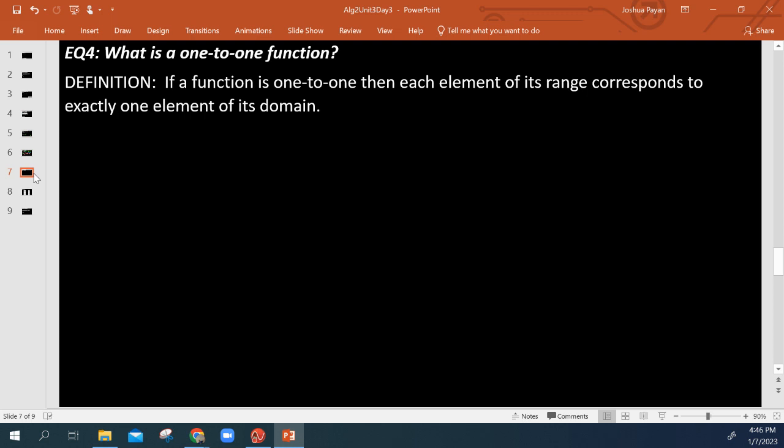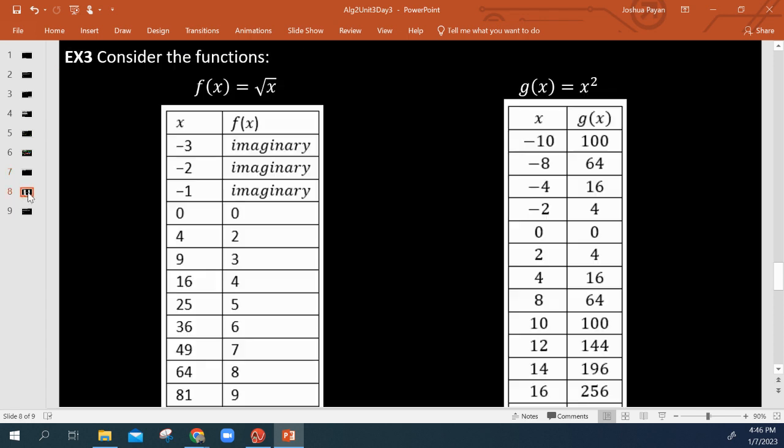Okay, so this is the fourth and final video of Unit 3, Day 3 for Algebra 2. Really simple concept, and that is discussing whether a function is one to one, right? So a function that's one to one, I'll give you a second to pause this screen and look at the definition, but basically every element of the range corresponds to precisely one element of its domain.